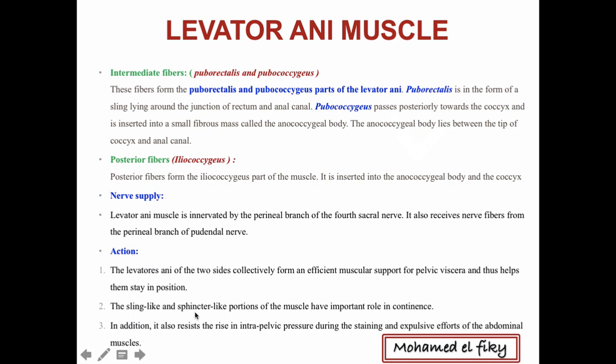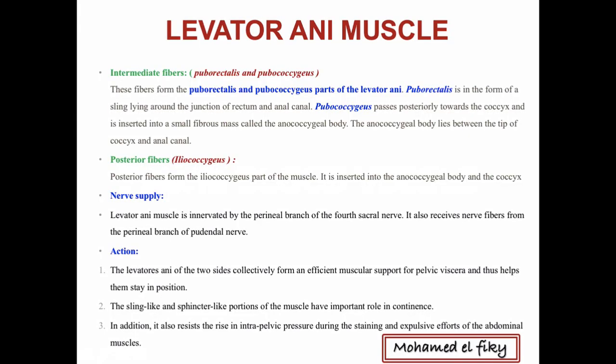Also sling-like action or sphincter-like action, because it's surrounding the termination of the rectum and the beginning of the anal canal. It acts as a sphincter of the anal canal. Additionally, when the abdominal wall muscles contract and the pelvic floor muscles contract, the whole pelvic diaphragm is very important in what's called expulsive action: during coughing, defecation, micturition, and during labor. It is called expulsive action.